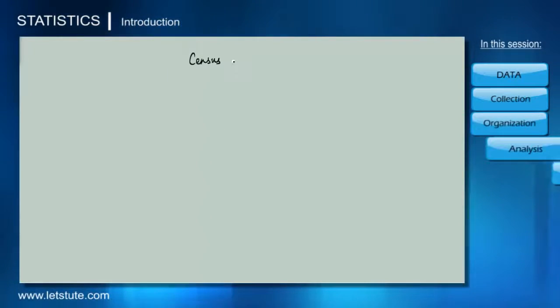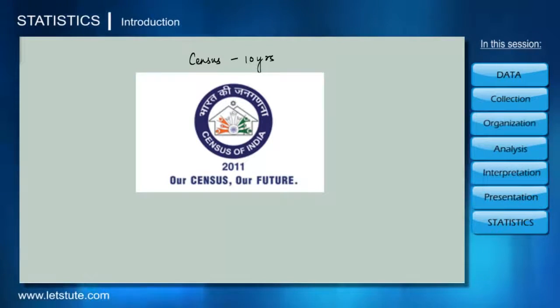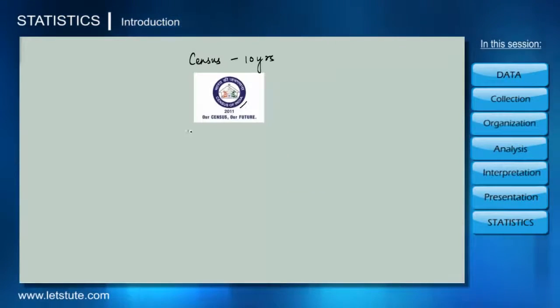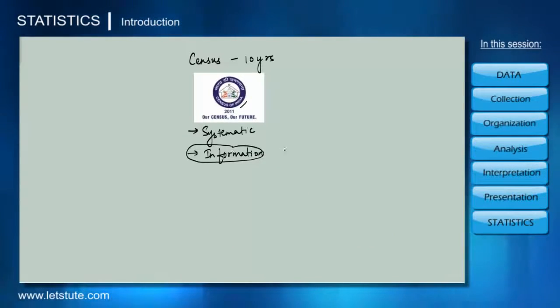Census is an exercise which usually happens every 10 years. The Indian census is one such exercise which provides us information about different characteristics of the population of India. A census is nothing but a systematic procedure where we try to acquire and record information, and this information is about the different attributes of the population.